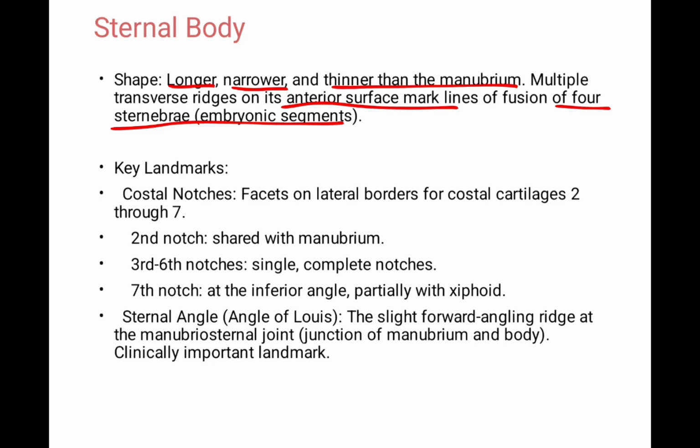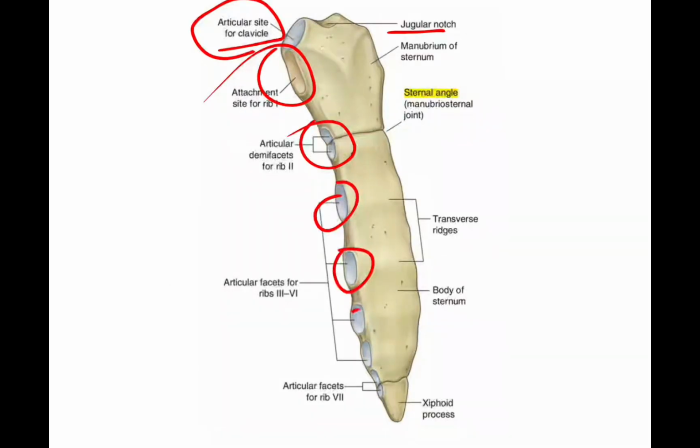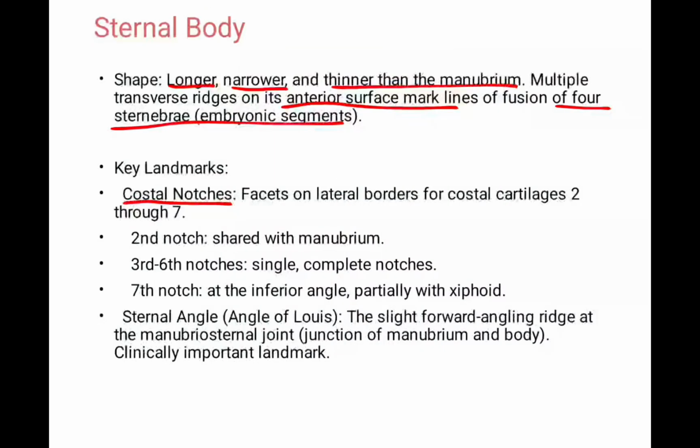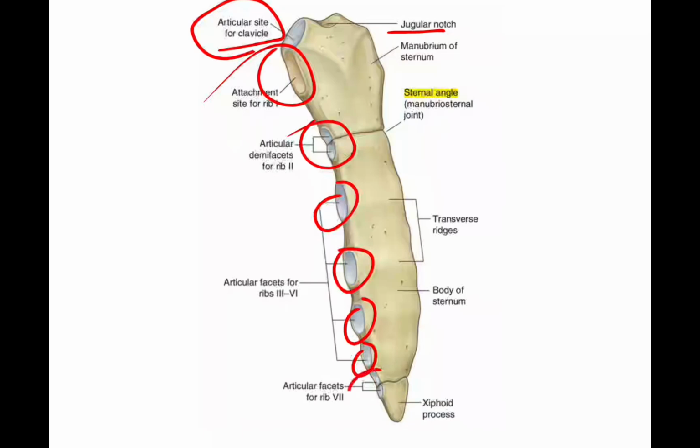What are the important landmarks? We see the costal notches, which are facets on the lateral border of the body of the sternum, which are for attachment to the costal cartilage of the second to the seventh rib. We have the second notch, which we already know is being shared with that of the manubrium, so half from the manubrium, half from the body. We have the third to the sixth notches, which are single complete notches on the body of the sternum. We have the seventh notch, which is at the inferior angle and is partially with the xiphoid process. Half on the body, half on the xiphoid process.